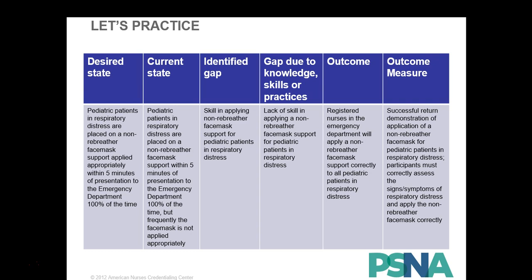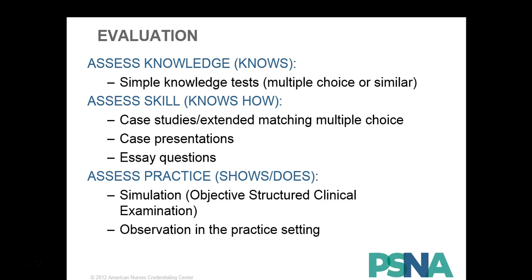So you can see that the desired state and current state tell us what our gap is. Now we would also have needs assessment data to tell us that this is not happening 100% of the time. Please note that the desired, current state, and identified gap all look at skill. The outcome and the outcome measure also look at skill. Many times in applications, the current desired state and the identified gap might look at one thing such as skill, but the outcome measure might just be knowledge. That's where an educational program is not strong and consistent. So that's where this type of worksheet can be helpful.